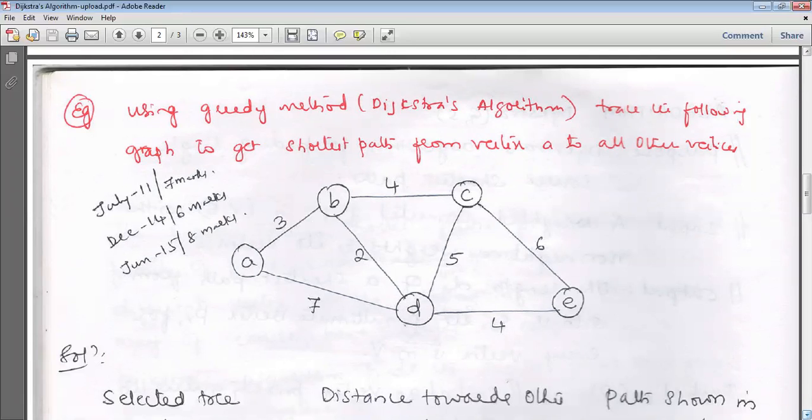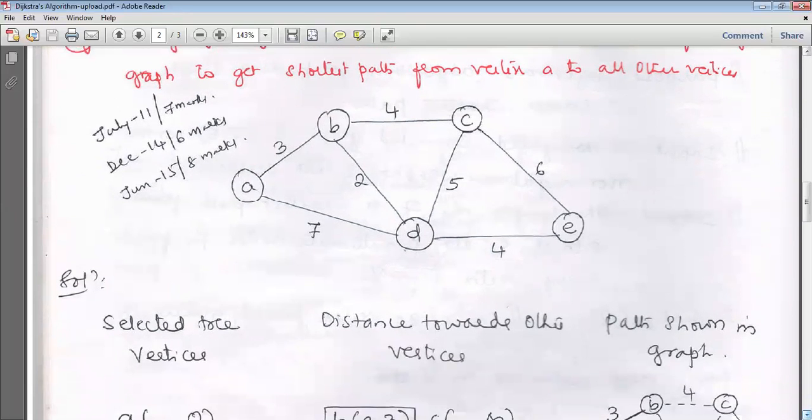Using the greedy method, Dijkstra's algorithm, trace the following graph to get the shortest path from vertex A to all other vertices. So here we need to consider A as the initial or starting vertex. The best way to analyze this is, whichever vertex we select, first we write the selected vertex, then the distance from that vertex to all other vertices, and then we trace whichever path is selected in the graph. As in the given example, vertex A has to be considered as the initial vertex. So we'll start with vertex A.